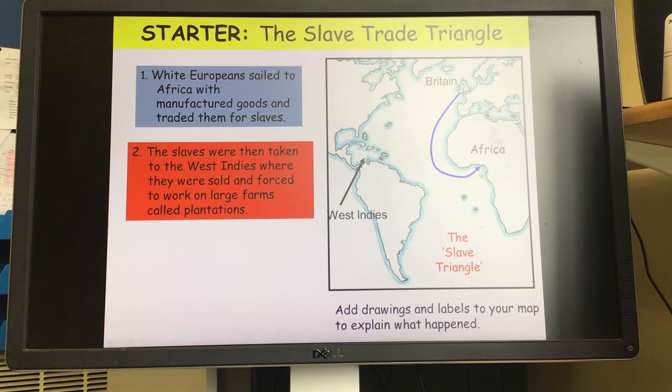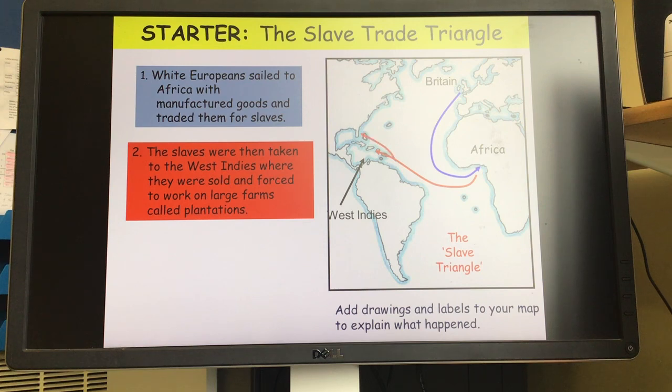And there they are sold and forced, like we know what slavery means, to force someone to work against their will, to work on large farms called plantations to help grow crops and pick crops. And those crops of things like sugar and tobacco can't be grown in Europe, so they want these. So that's the journey there we're looking at today, that Middle Passage, which takes time.